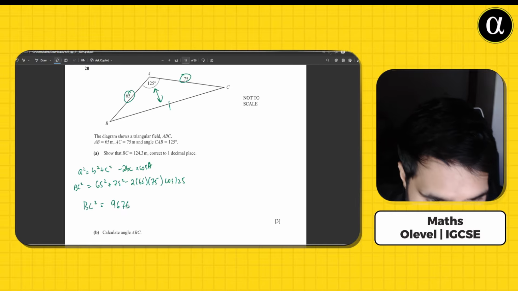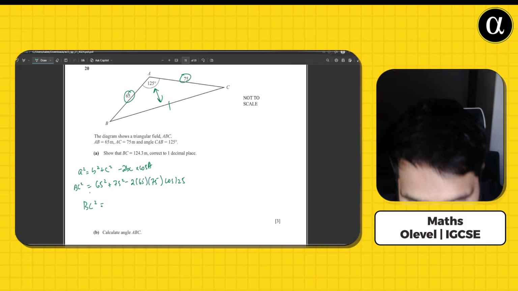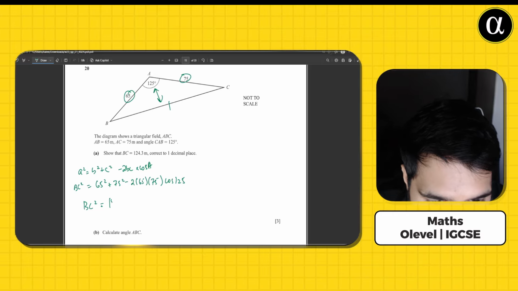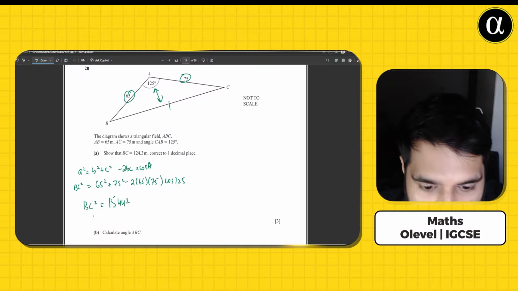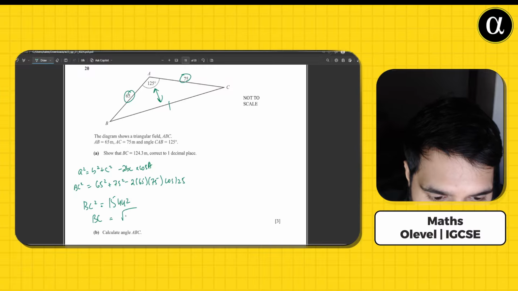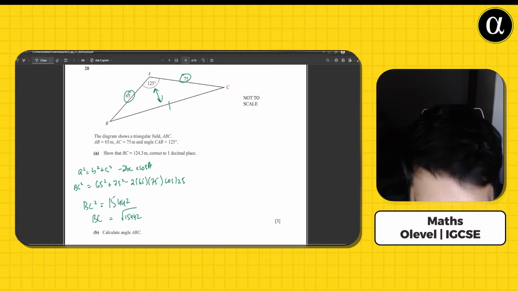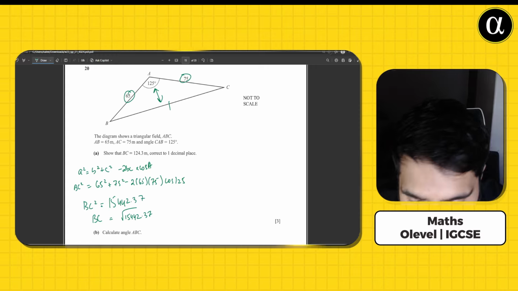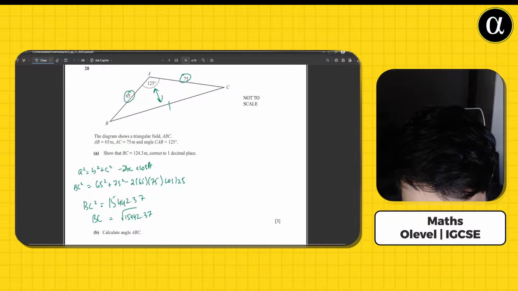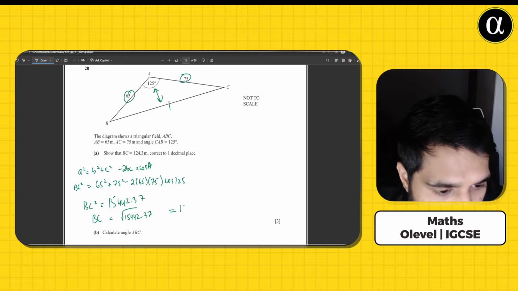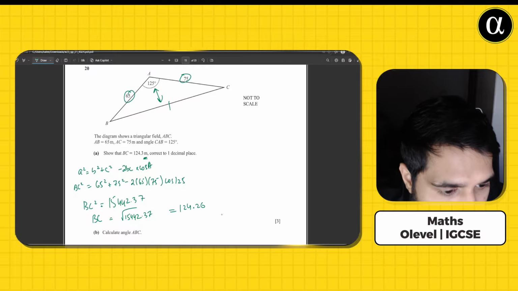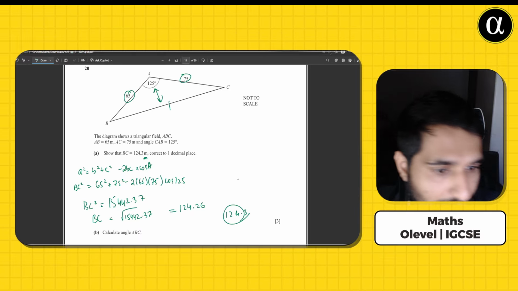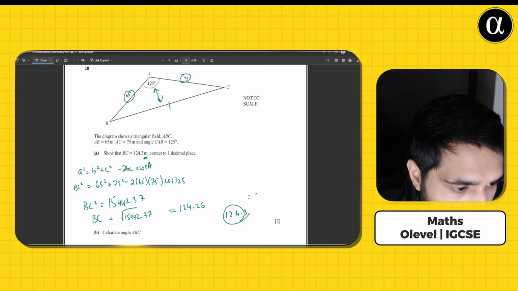Apologies, I think I calculated this incorrectly in the calculator. This is 15442.37, and BC is going to be the square root of 15442.37, and the square root of the answer is going to give us 124.26. That is rounded off to the nearest single decimal place as 124.3, and we'd say it is hence shown.